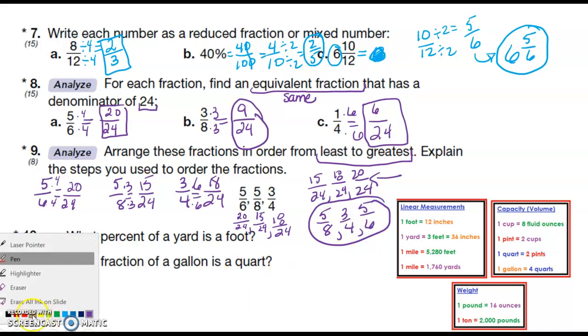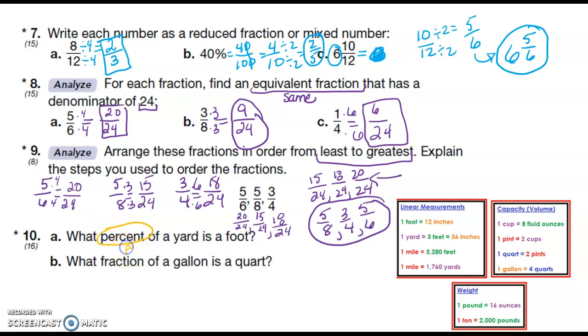All right, change colors. What percent, or per 100, of a yard is a foot? So let's go over here. We see that 1 yard is equal to 3 feet. So for A, 1 yard is equal to 3 feet.